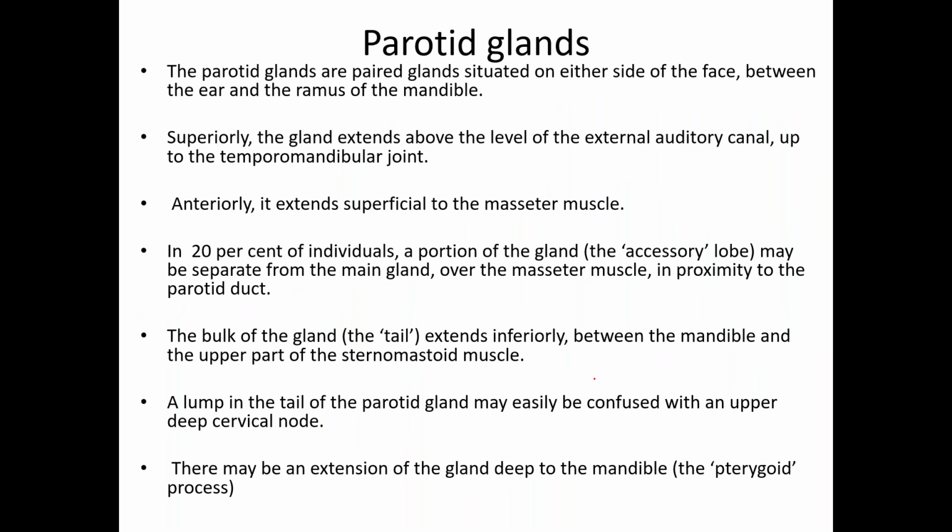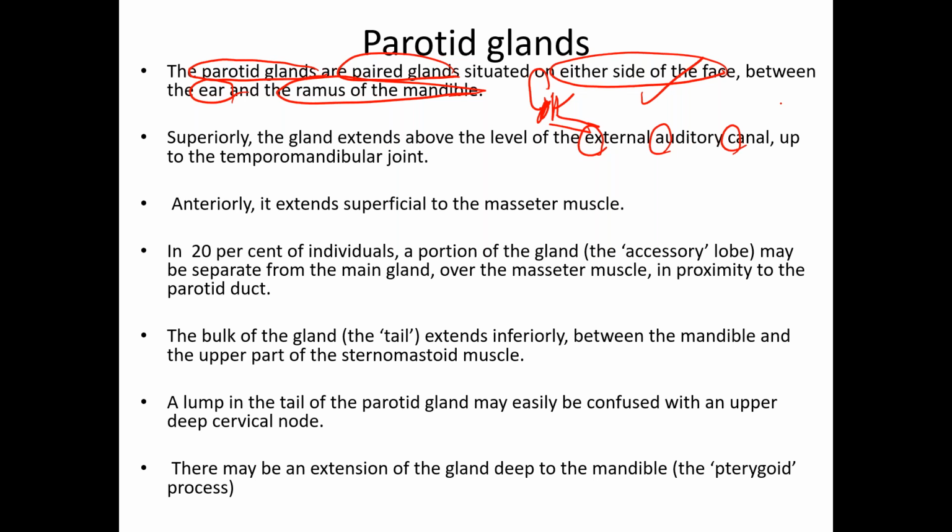Now, the surgical anatomy of the parotid gland. The parotid glands are paired glands situated on either side of the face between the ear and the ramus of the mandible. So this is the ear, and this is the ramus of the mandible. Here will be the location of the parotid gland. Superiorly, the gland extends above the level of the EAC.